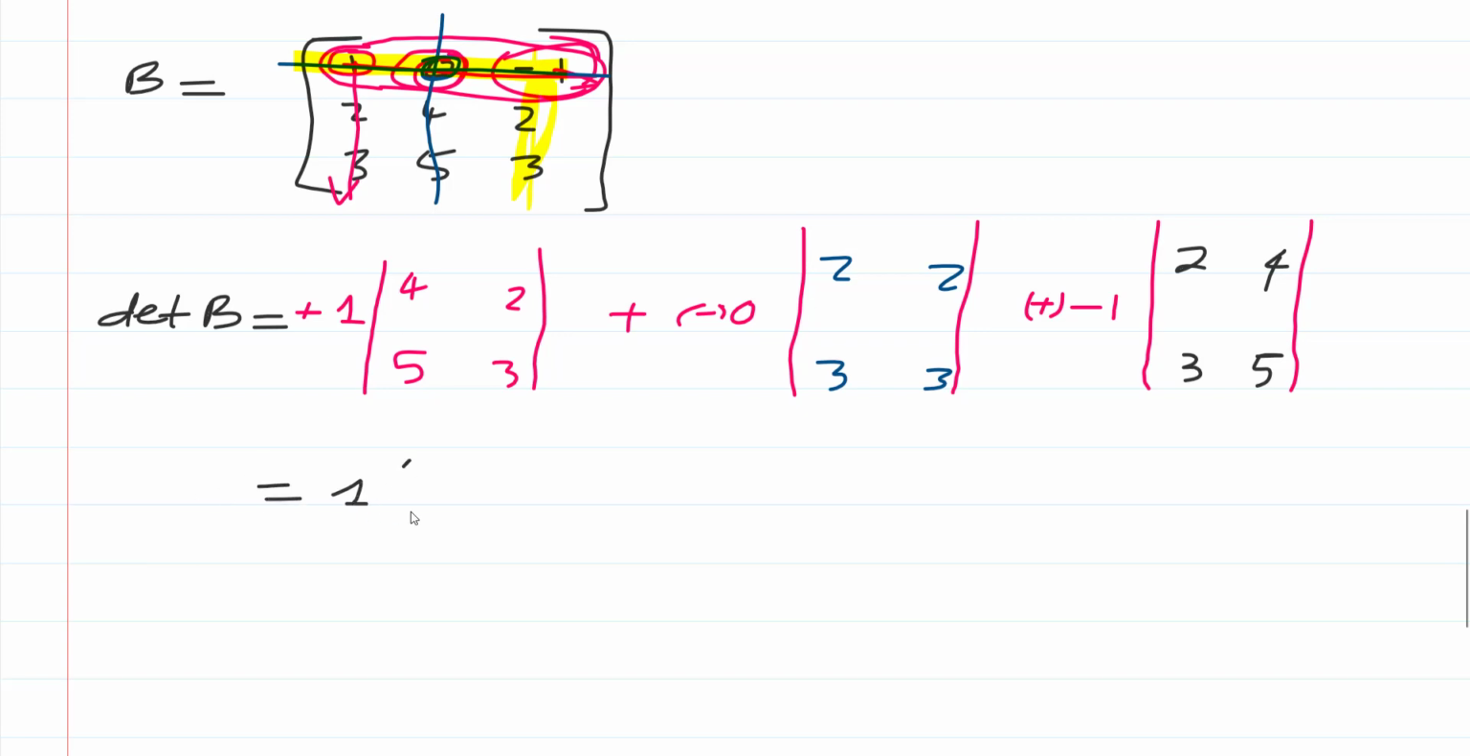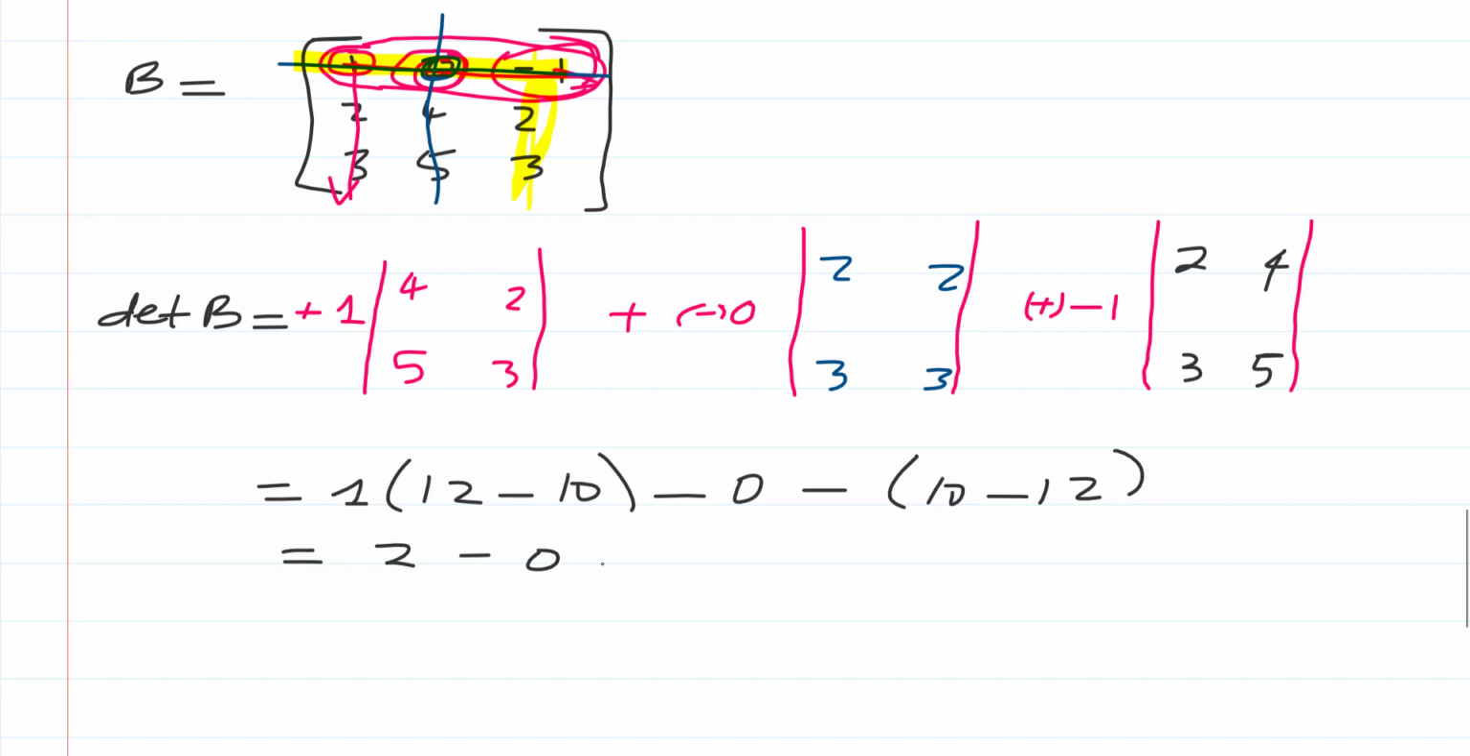So then what do we have here in the end? We have 1 times, 4 times 3 is 12, minus 5 times 2, we get 10. Then 0 multiplied by anything will just be 0, I don't need to do anything there. Then positive times negative, it's a negative. Then 2 times 5, we get 10; 3 times 4, we get a 12 there. So there we have 2 minus 0 minus negative 2. So this would give us 2 plus 2, so we get a determinant of 4.